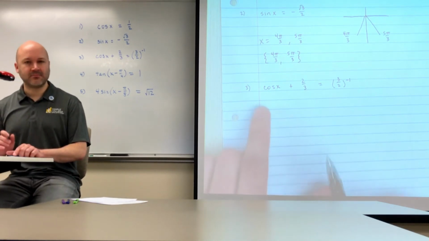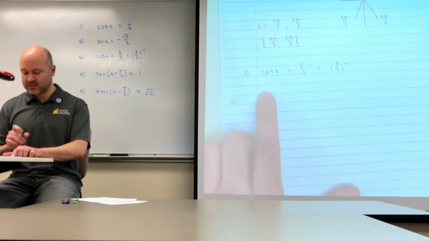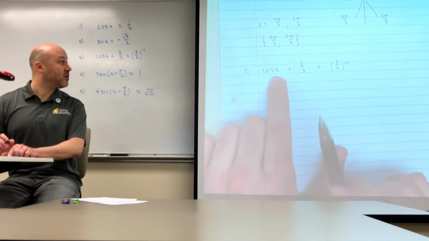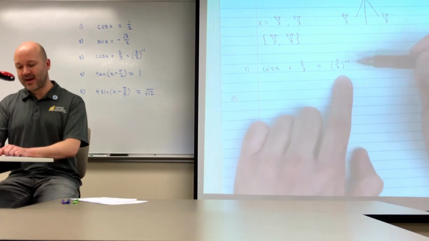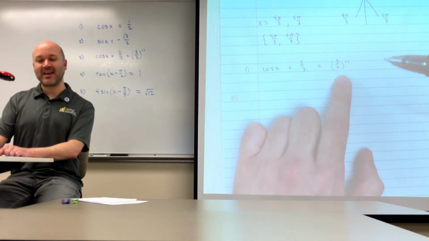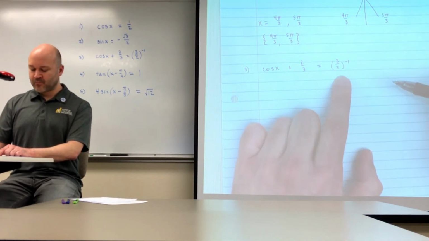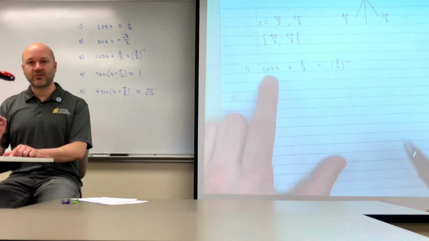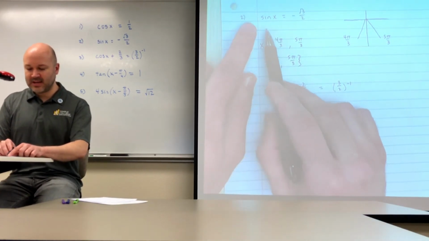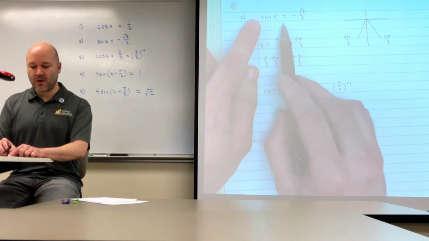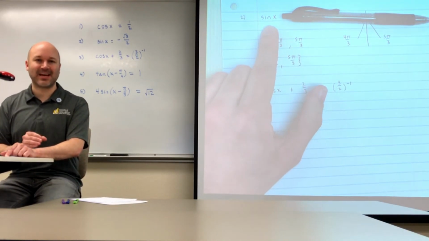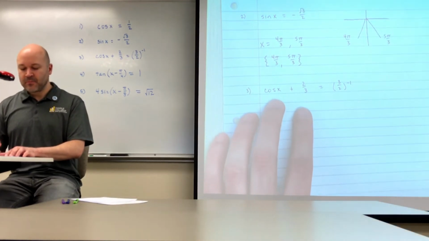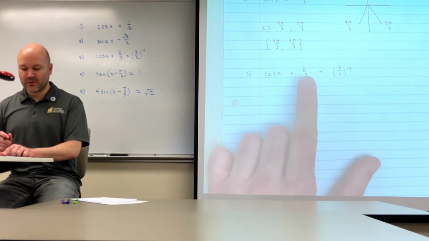All right, number 3 has a couple steps. First, I've been given cosine of x plus 2/3 equals 3/2 being raised to a negative first power. Okay, to solve a trig equation, I really kind of need it in that pretty form. I need the trig function to be isolated on its side of the equation. So I'm going to want to move that 2/3 over.